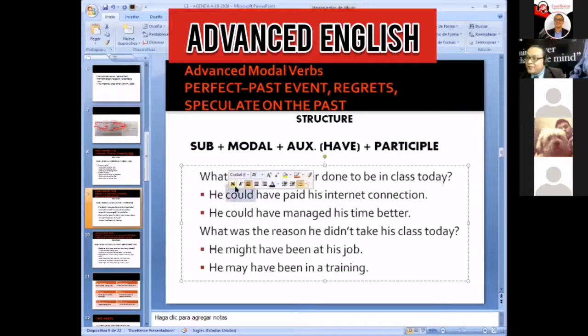Here we have could, right? And it's in between the subject and the auxiliary. Notice that we have he, but the auxiliary needs to be in the base form. Every time that we use modal verbs, after the modal verb, we need to use a verb in the base form. So here, it would be incorrect to say he could has paid. That wouldn't work.